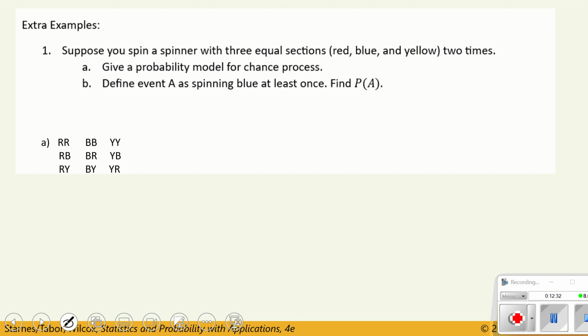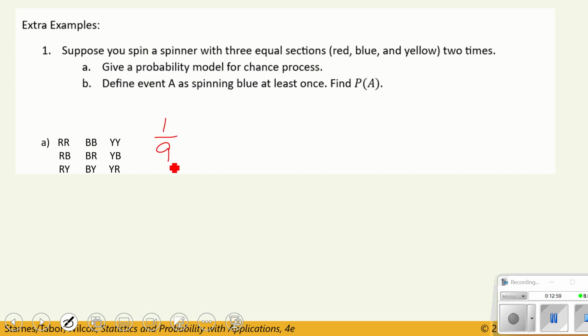Hopefully you came up with this for your sample space. 2 reds, a red and a blue, a red and a yellow. 2 blues, a blue and a red, a blue and a yellow. 2 yellows, a yellow and a blue, a yellow and a red. So there is our sample space. And then we need to find the probability that each event happens. Well, we have 9 outcomes, so our probability here would be 1/9.